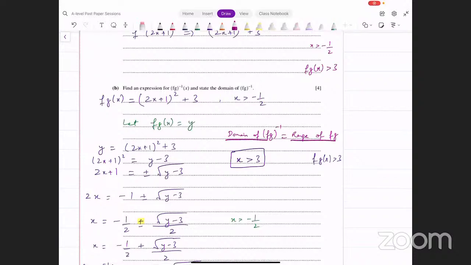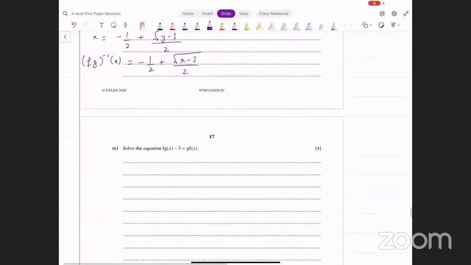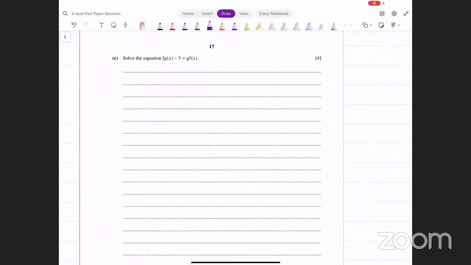Alright. So we found the range of the original function, fg of x, and that's going to be the domain of this inverse function. That's x greater than 3. Alright. That's part B of this. Let's move on. Now it says solve this equation, fg of x minus 3 equals gf of x.